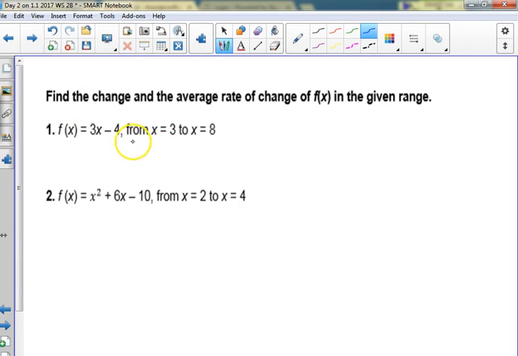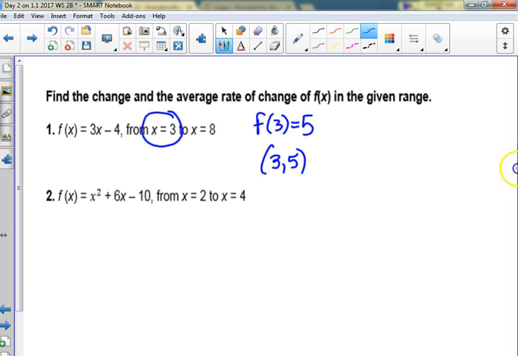Okay, this is a line. I could tell you the average rate of change right now, but we're going to do what it says. We're going to find x equals 3. So can you find f of 3? What do you get? 3 times 3 minus 4 would be 5. So we put in a 3, got out a 5. We're going to think of it that way.